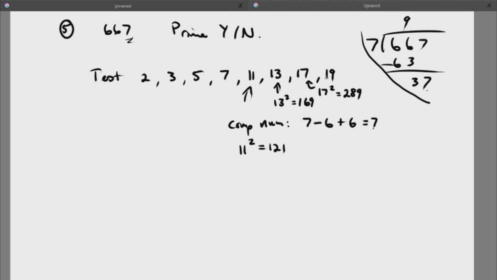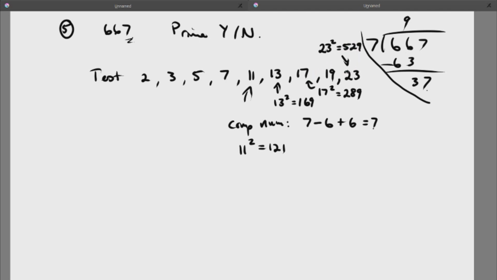Running out of space here. 19. Do I need to check 19? Yeah, 19 squared is 361. I just memorized them. So I do need to check it. Is it a yes? No, it's also a no. I need a yes to come. I'm running out of space.